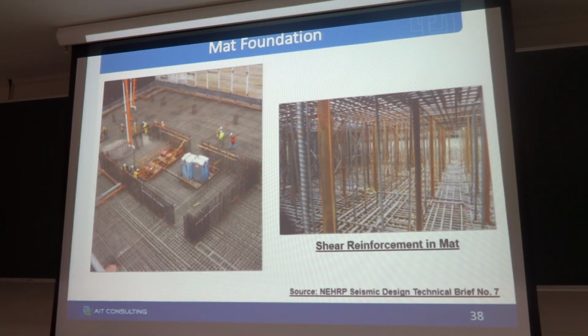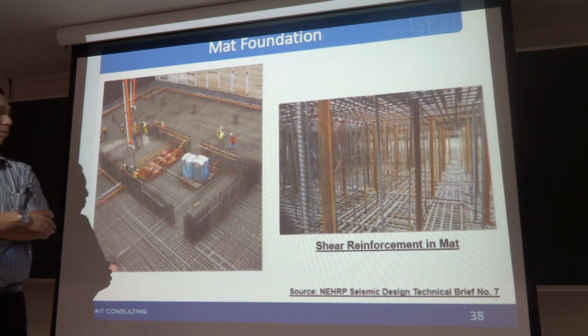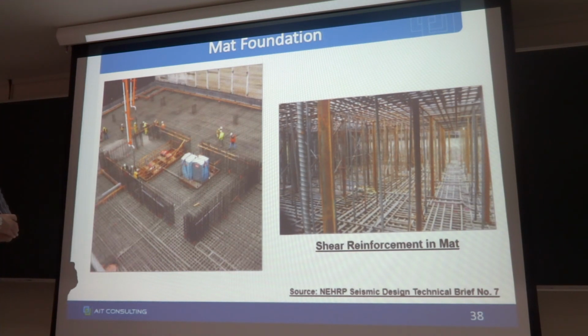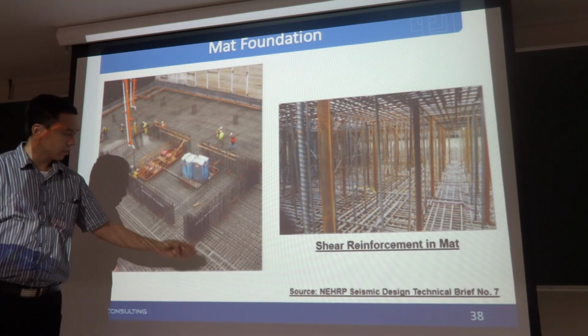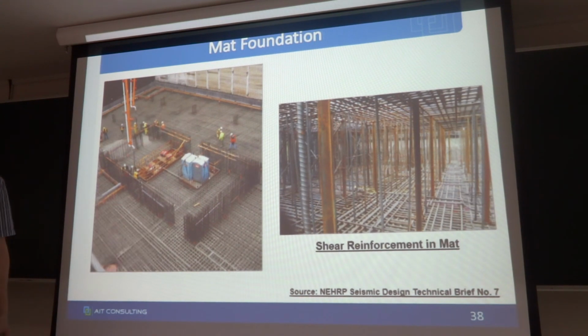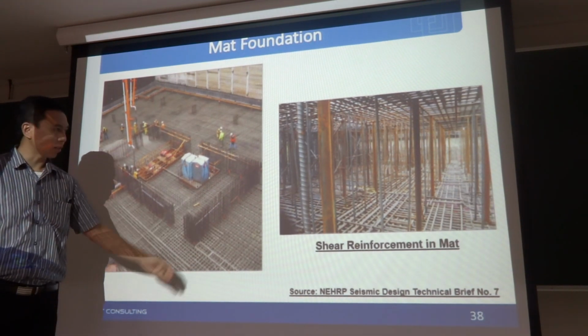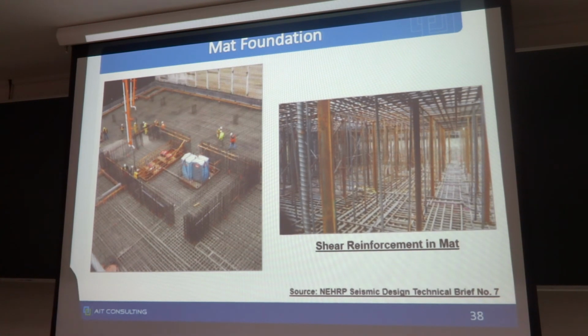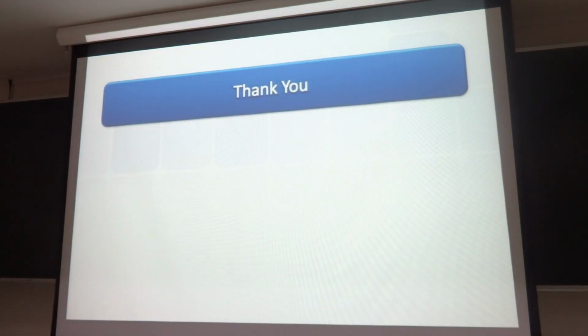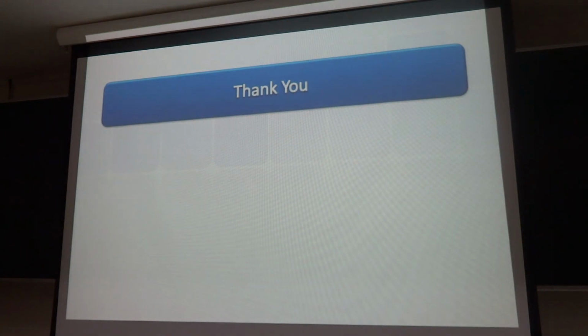In mat foundation, we have to check for one-way shear, and if you have columns, you have to check punching shear as well. When you check the one-way shear, you have to check at distance d from the support. No need to check at the corner or the edge of the wall. Okay, this is the overall design procedure for tall buildings.